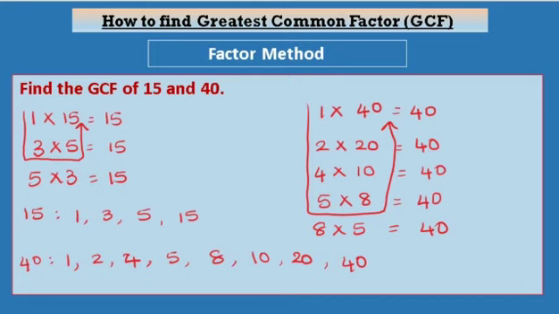From these factors of 15 and 40, what are the common numbers? We have 1 as common and 5 as common, and for the rest of the numbers, neither is common. So from these two, 1 and 5 are common, and the greatest one is 5. Since we are finding the greatest common factor, 5 is the greatest. So the GCF of 15 and 40 is equal to 5.